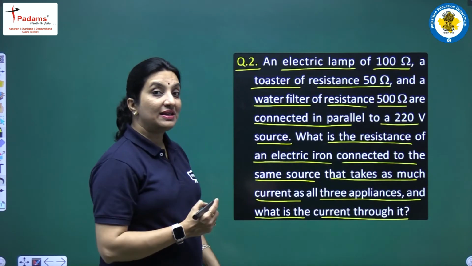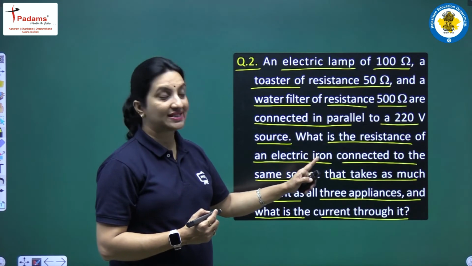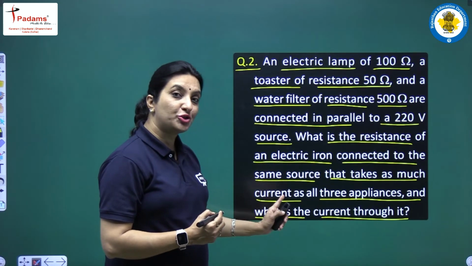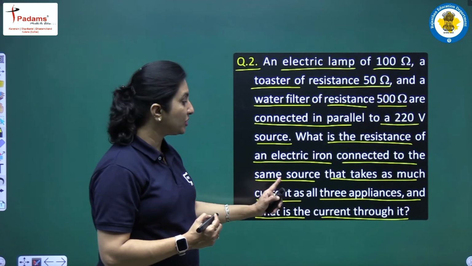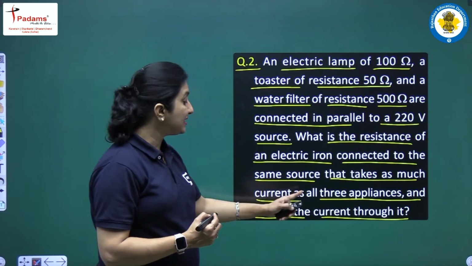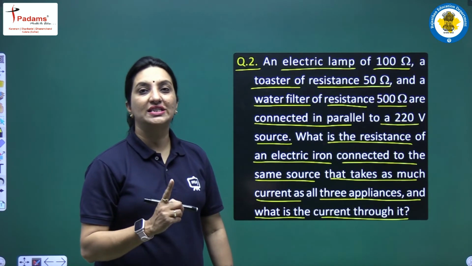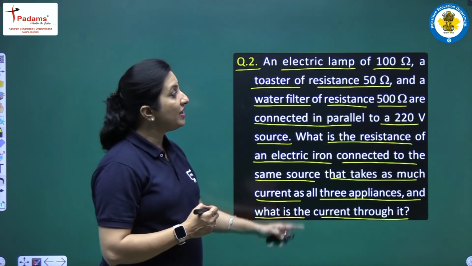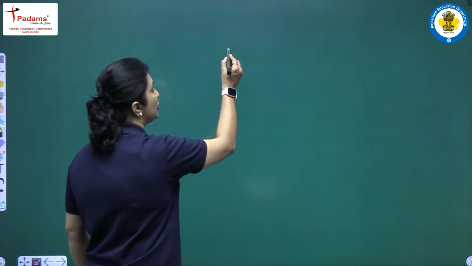Now students, here we need to calculate the equivalent resistance of these three appliances. Since it is said that an electric iron is connected to the same source, that is, the potential is 220 volts for the electric iron also, and it takes as much current as all the three appliances collectively take. So first we need to calculate the equivalent resistance of these three appliances, which are simply resistors. So we have 100 ohms, 50 ohms and 500 ohms. So first let's solve this.